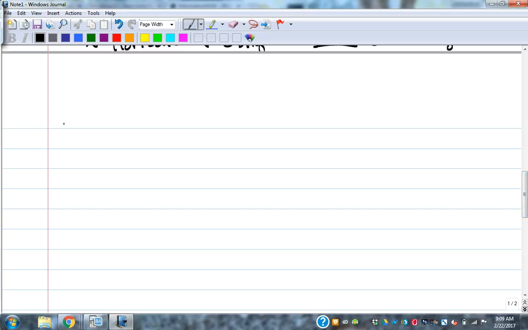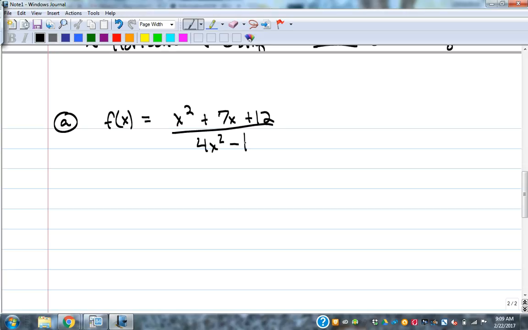So let's start with this one. Example A. Here's our rational function, in whatever form we want to do here. I'm trying to pick a good one to start with. One that's not incredibly difficult, but not boring either. All right. x squared plus 7x plus 12 over 4x squared minus 1. So, rational function, it's just fractions, kind of thing here.